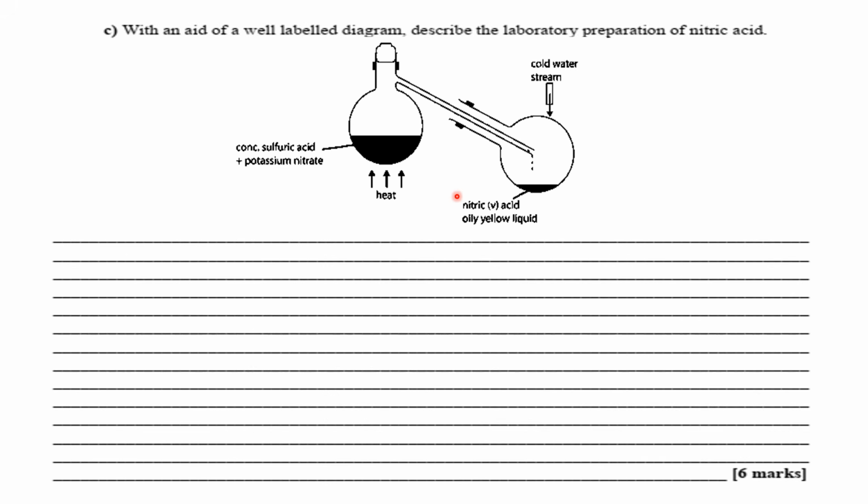So this is a labeled diagram. The minimum number of labels is 3. The diagram is worth 1 mark, and the labels are also 1 mark, so you have 2 marks. Anyway, some examiners will give the labels 2 marks and the diagram 1 mark.